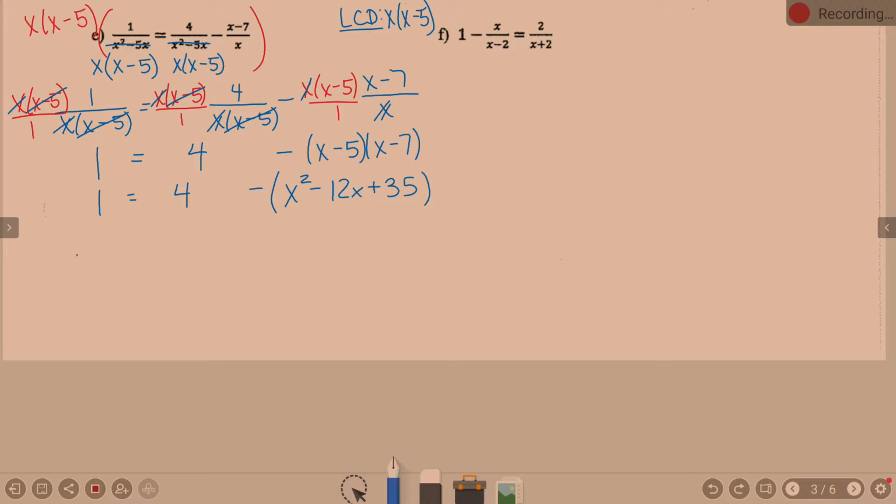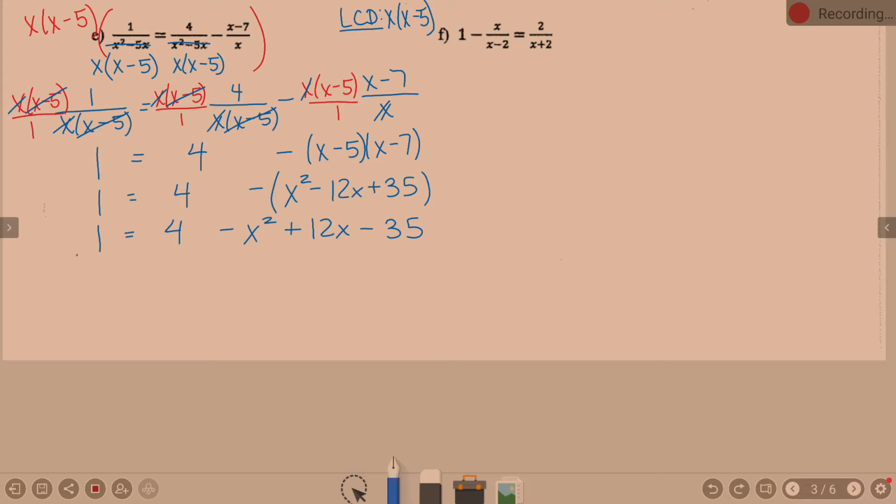My next step, realize everything in this last piece is being subtracted. This subtraction sign, basically, I can distribute as a negative, and it just changes all of my signs. So I'm going to rewrite this as 1 equals 4 minus x squared, minus a minus 12x is really going to make it plus 12x, and then minus a positive 35 is going to be minus 35. Does that make sense? Those signs are important.